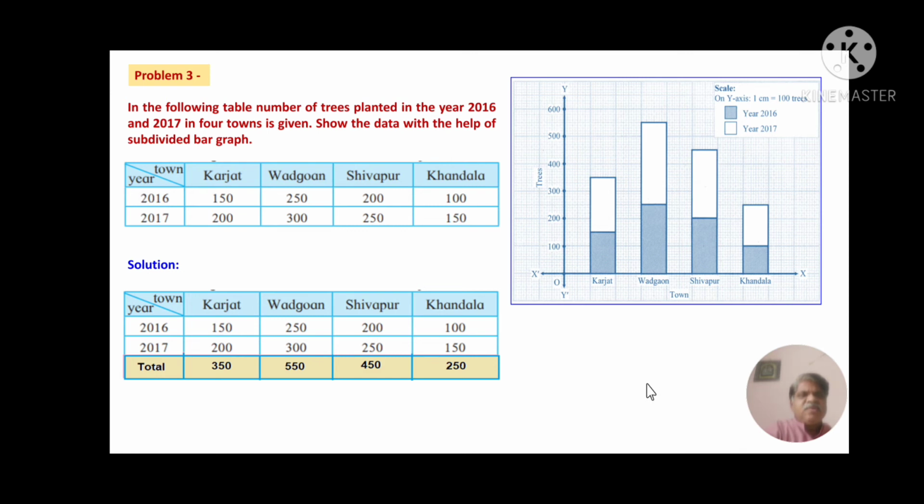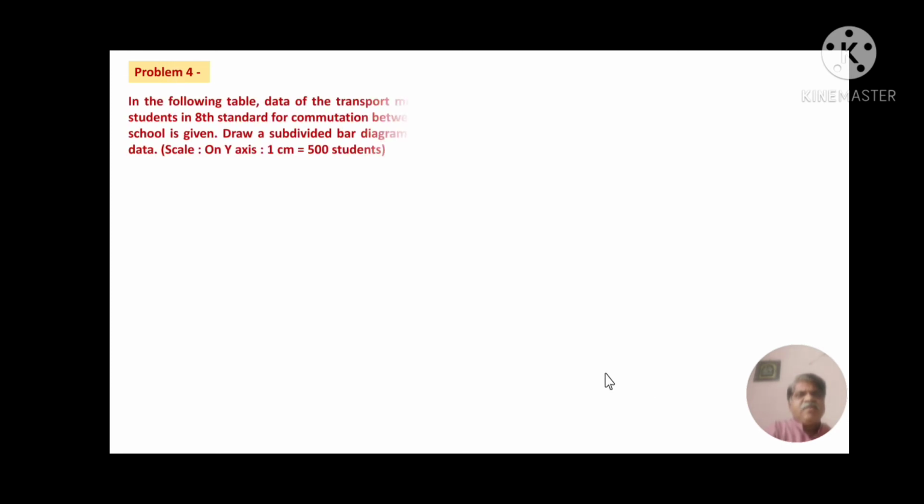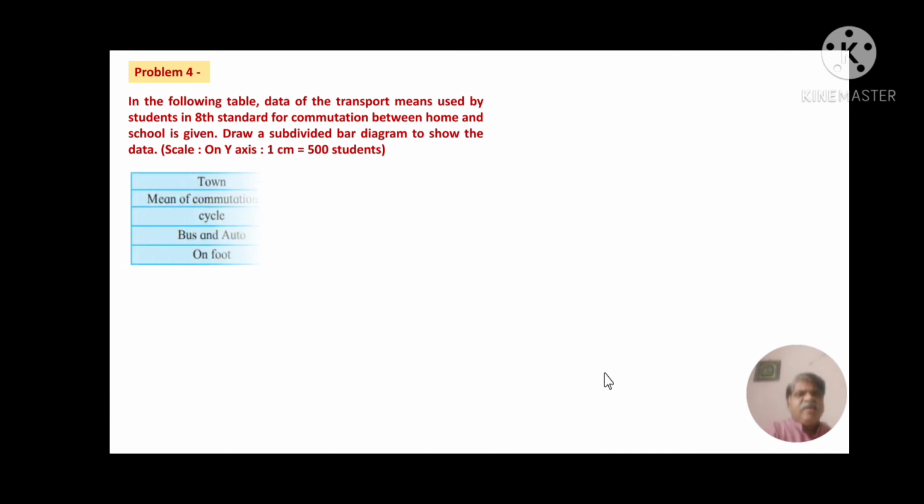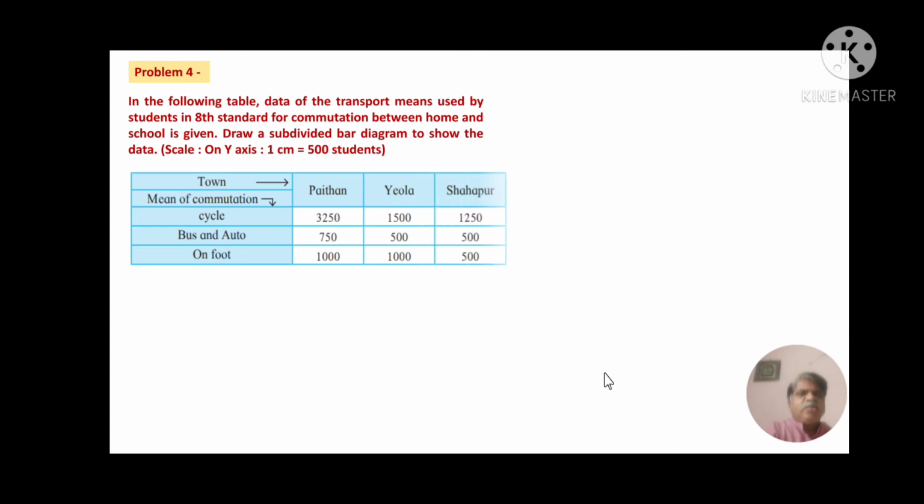Now let us turn to the last problem, that is problem number 4. Here in the following table, data of the transport means used by the students of the 8th standard for communication between home and the school is given.